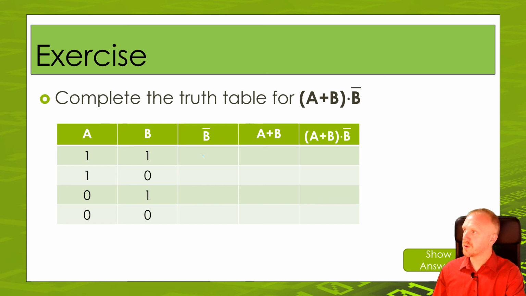Okay, so the first one we're doing is not B, it's just the opposite of B. So 0, 1, 0, 1. The next one we're doing is going to be A or B, because this part here needs doing before we can AND it with not B. So we're just looking at here at A or B. Anywhere that either of them is a 1, it's a 1. So it's that. And then finally we're ANDing this one and this one together. So anywhere where both are a 1, which is just this one here. The rest all have a 0. So that's the truth table for this one.